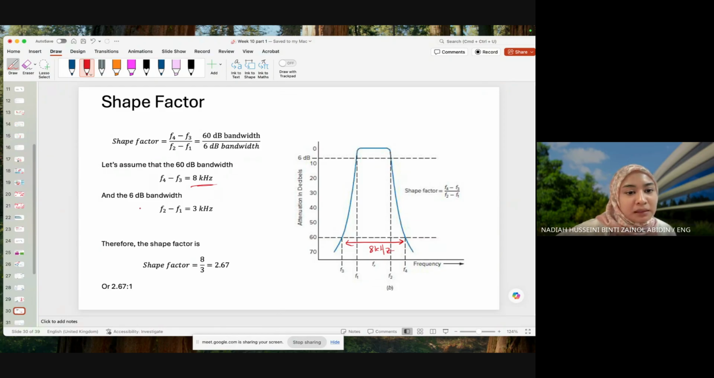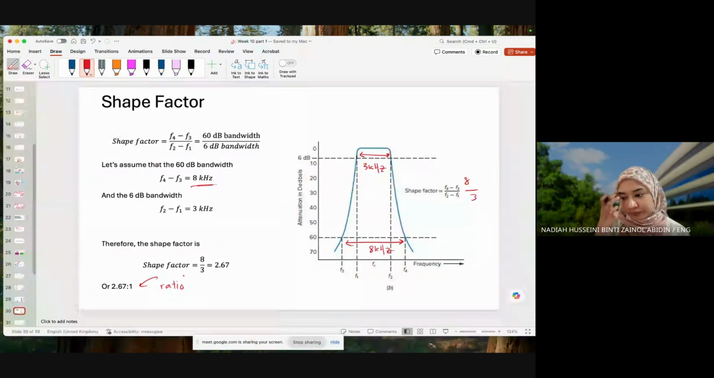Okay, and then the 6 dB bandwidth is 3 kilohertz. So the shape factor will be 8/3. Always the bigger over the smaller. Always the 60 dB over 6 dB. So 8/3 will give you a 2.67 shape factor, or sometimes it is expressed as a ratio.